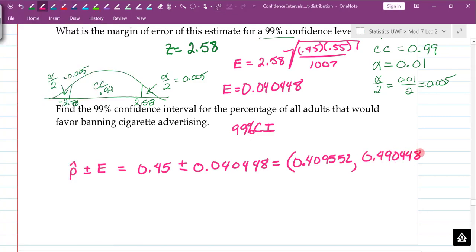There we go. So our 99% confidence interval for the percentage of all adults that would favor banning cigarette advertising is between 0.409552 and 0.490448. Essentially, 41% to 49% of the people would be in favor of banning cigarette advertising.